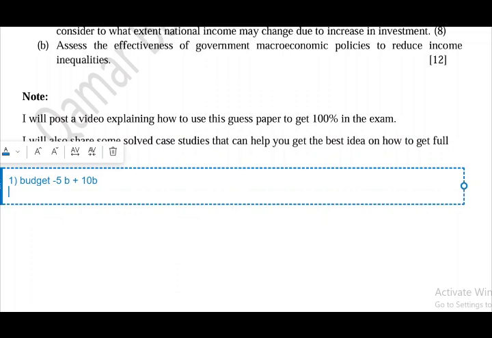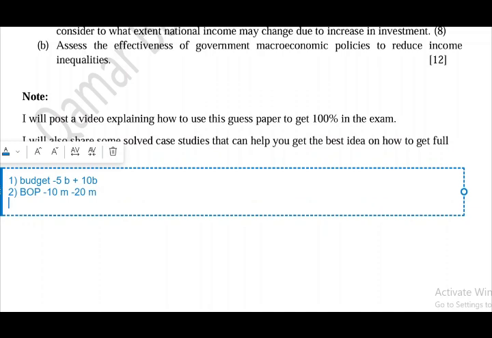And the examiner also asks a question about balance of payment, current account position. If balance of payment is negative, let's say minus $10 million, and it moves from minus $10 million to minus $20 million, it means that balance of payment current account was in deficit in year 1, and it remained in deficit, and the deficit has further increased instead of decreasing. So if balance of payment is negative, it means it is deficit. If it is positive, it means it is surplus.